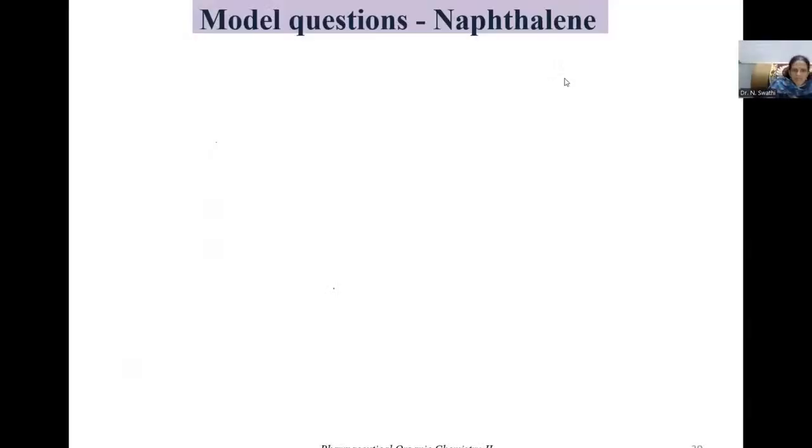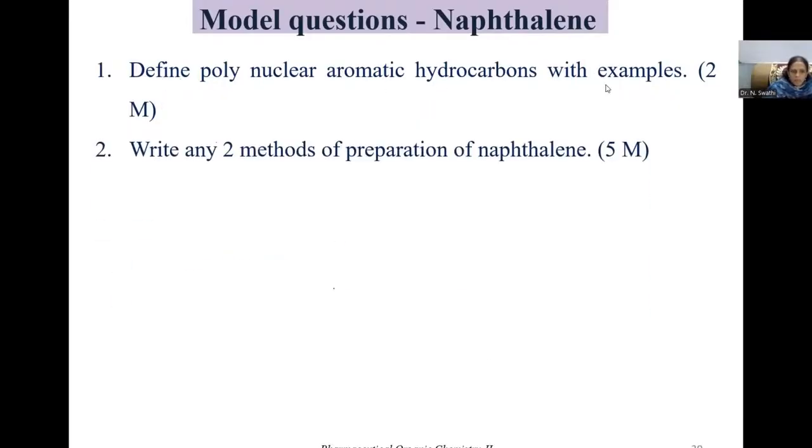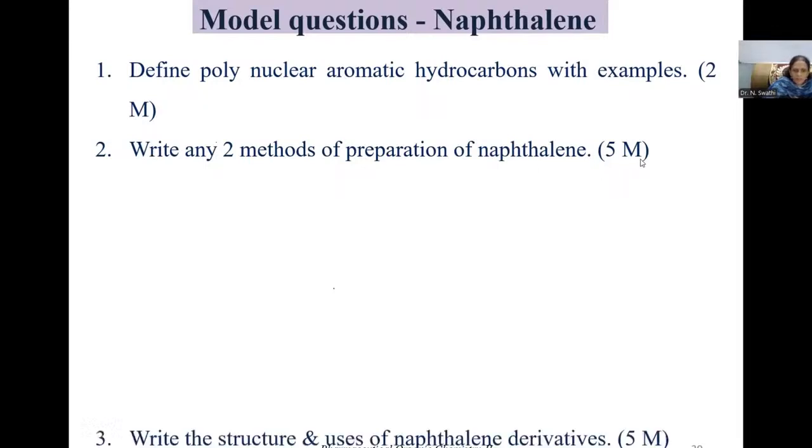If you have any doubts related to the chemistry of naphthalene, that means the topics that I covered in today's session, you can keep your doubts or questions in the chat, students. Meanwhile, I'll share my screen to show you some important questions from the examination point of view. Let me show you some model questions on the chemistry of naphthalene. The first question is: define polynuclear aromatic hydrocarbons with examples. Write any two methods of preparation of naphthalene. This is for 5 marks.